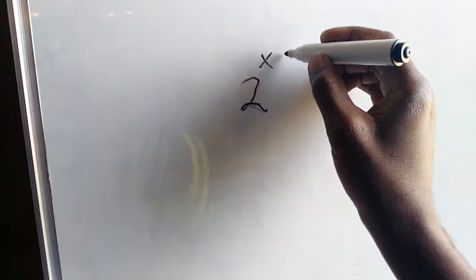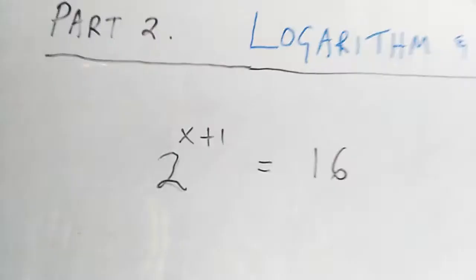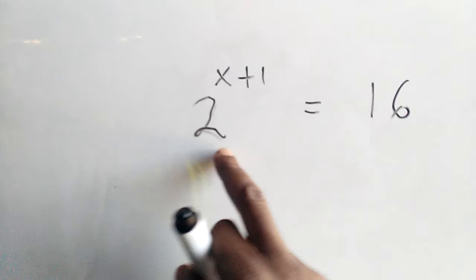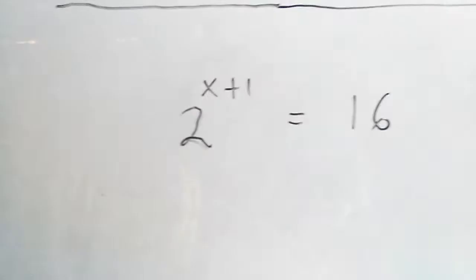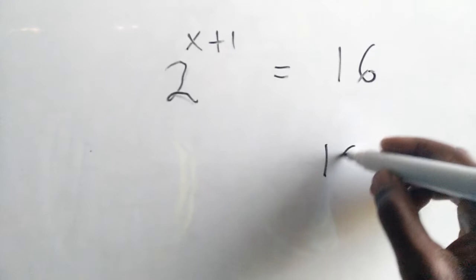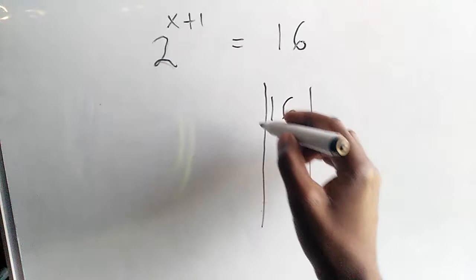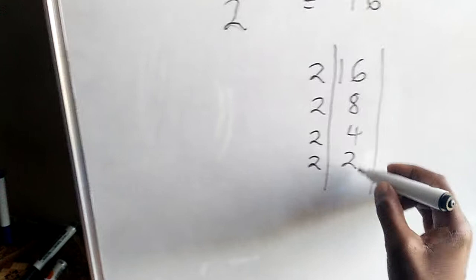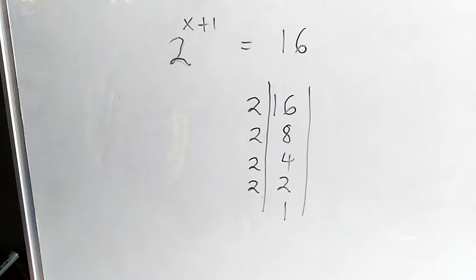Okay? Don't be surprised. At times they can say 2 to the power x plus 1 being equal to 16. So I can raise this 16. Okay, I can put a 2 here and raise it to the power of something, but I need to know how many of these 2s can be there. So I'll reduce the 16 using the same 2: 2 into that, 2 into that, 2 into that, 2 into that. So 2 times 2 times 2 times 2 will give me 16.